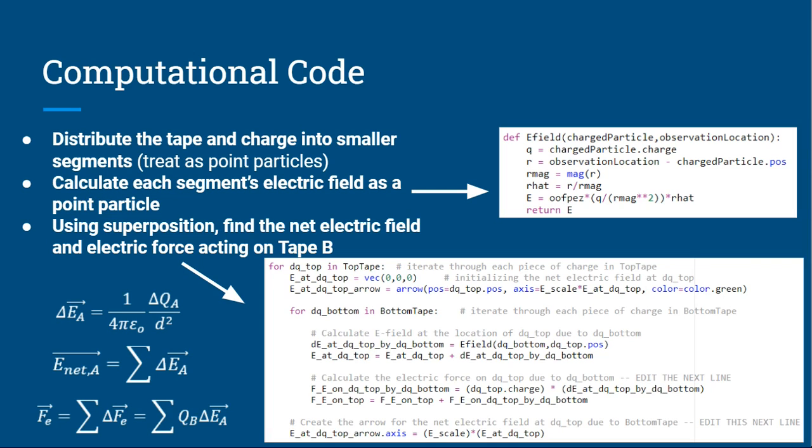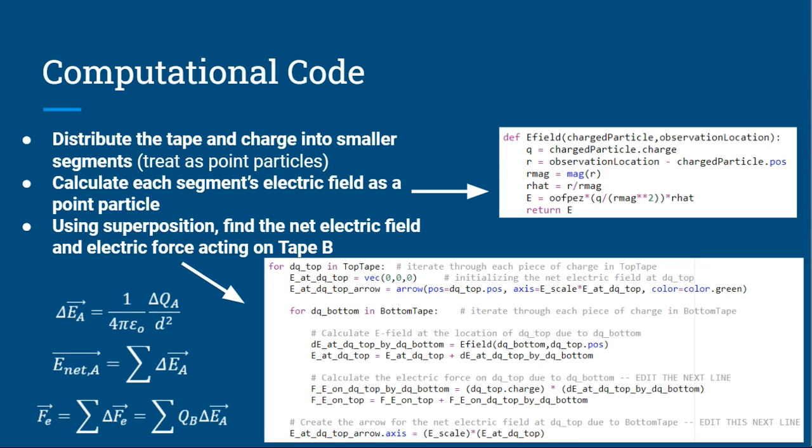We had to assume that the line of charge on each of the two tapes could be segmented into smaller pieces of charge that are treated as point charges. The first function shown calculates the electric field due to a point charge from tape A at an observation location on a point charge on tape B. At the location of each point charge in tape B, there is an electric field produced by the collection of point charges that make up tape A, which is represented by the first formula shown in the lower left-hand corner.